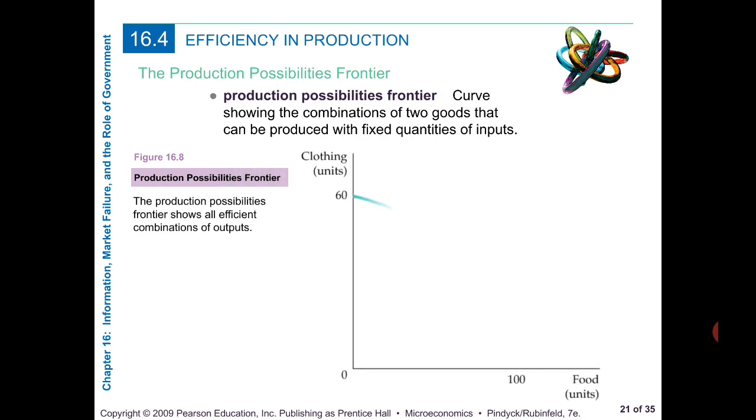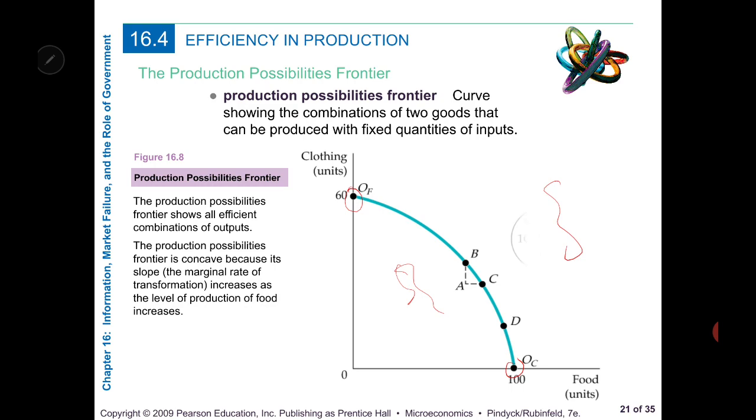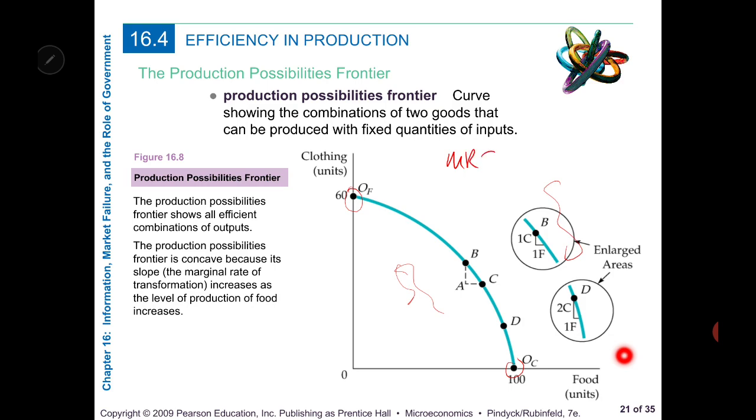So the production possibility frontier here shows the combinations of two goods that can be produced with fixed quantities of inputs. So these are possibilities again. You can choose the extreme points, or you can choose combinations in between. Anything inside here will be inefficient. Anything outside will be unattainable. And the part about the slope is where you have a concave PPF. A concave PPF means that your MRTS is not constant. So the slope increases, the MRTS increases as the level of production of food increases.